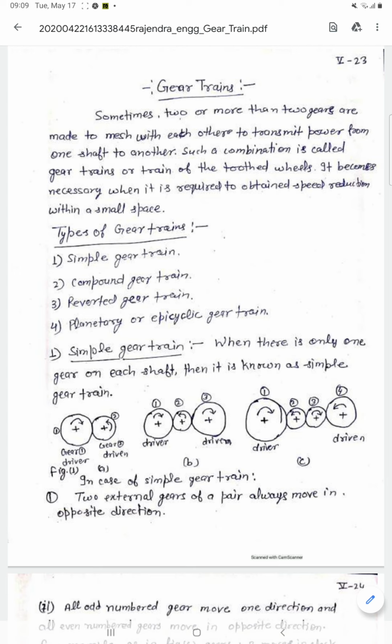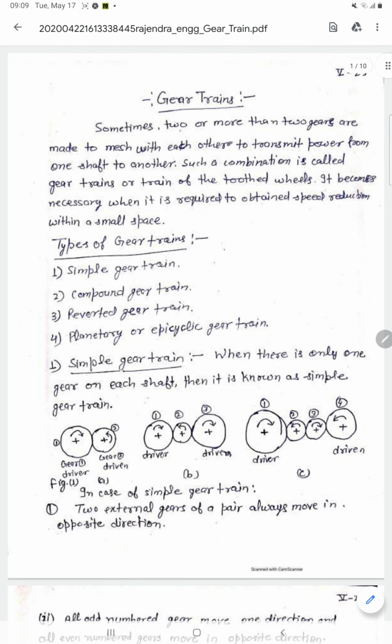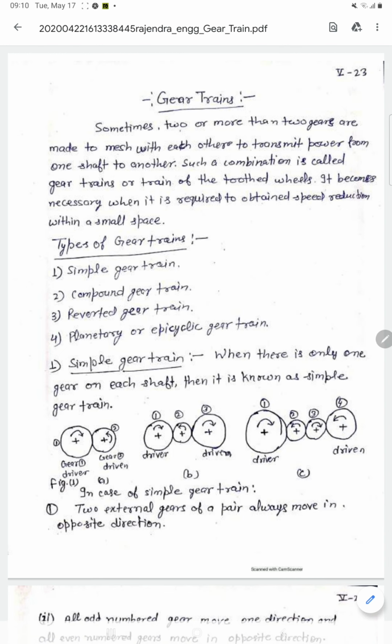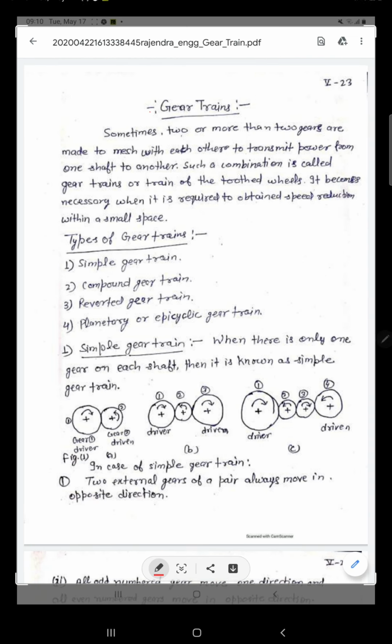Sometimes two or more gears are made to mesh with each other to transmit power from one shaft to another, and such a combination is called a gear train or train of toothed wheels. So there is an alternative name given to it, which is train of toothed wheels. We want to see here what a gear train is.